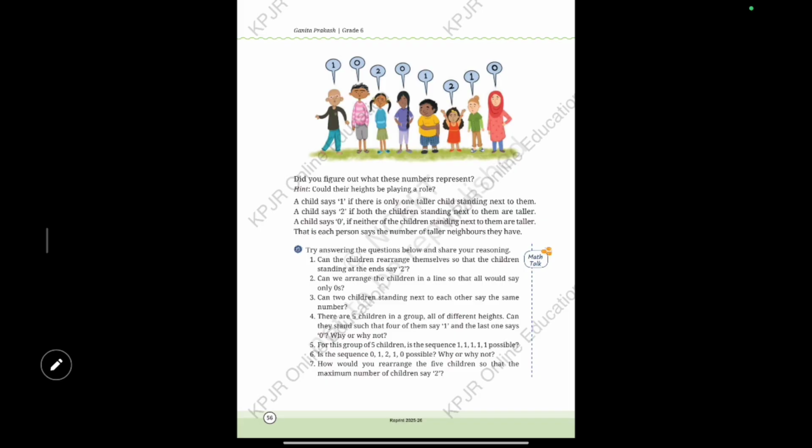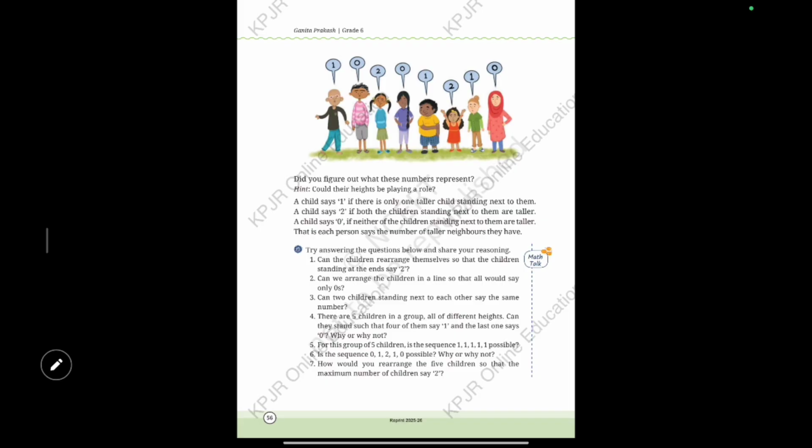Second question: can we arrange the children in a line so that all would say only zeros? Is it possible to arrange the children in a line so that all would say only zero? All children should say zero, right? That is the condition they have given. If their neighbor is not taller than them, they have to say zero, correct?